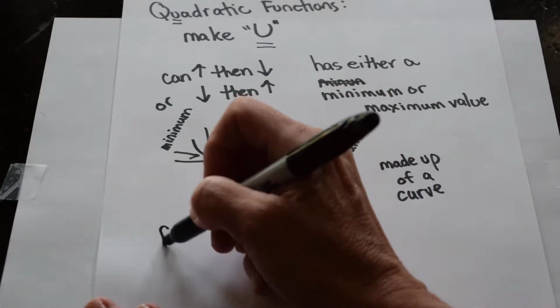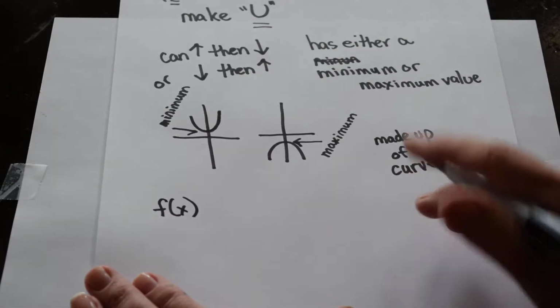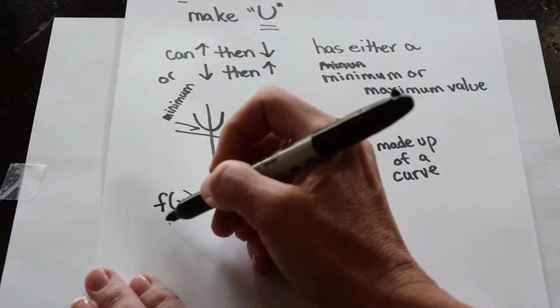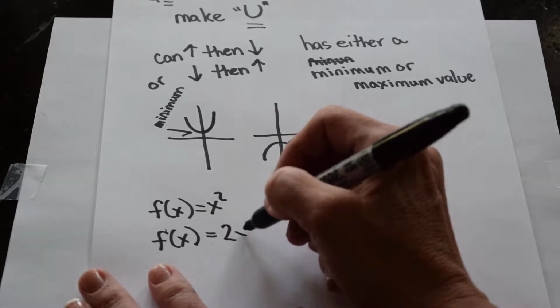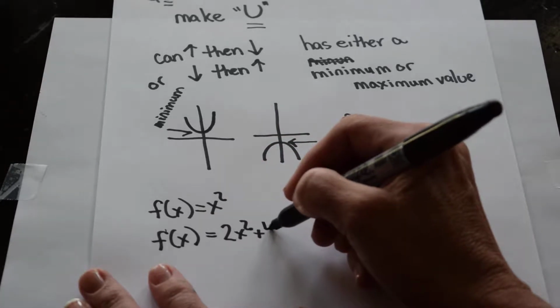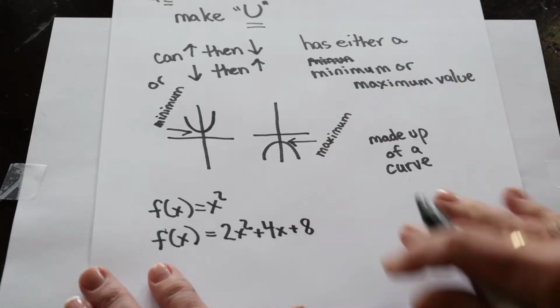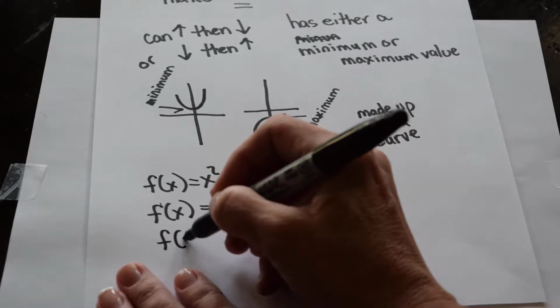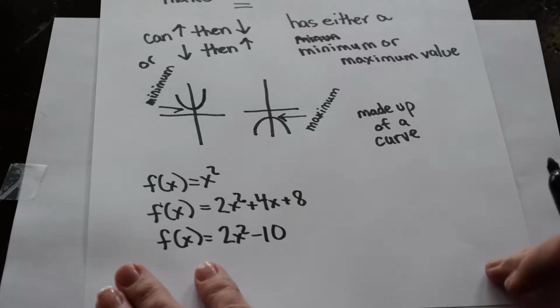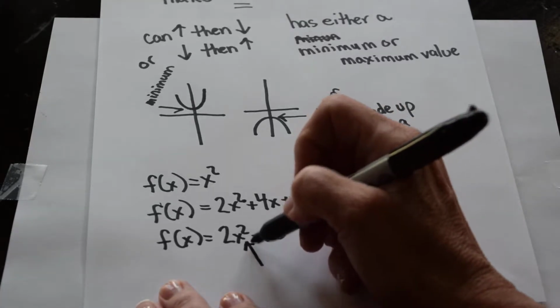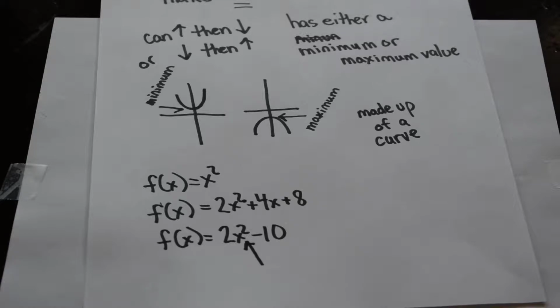And the way you're going to see this one written, we'll have our f of x, and it'll equal x squared. Here's some more examples. F of x equals 2x squared plus 4x plus 8. F of x equals 2x squared minus 10. Those are just some examples, but this is the important part to remember: the biggest exponent you're going to have involved with these is a square. You won't have a cube because then we have a cubic function. You'll only have a square for that.